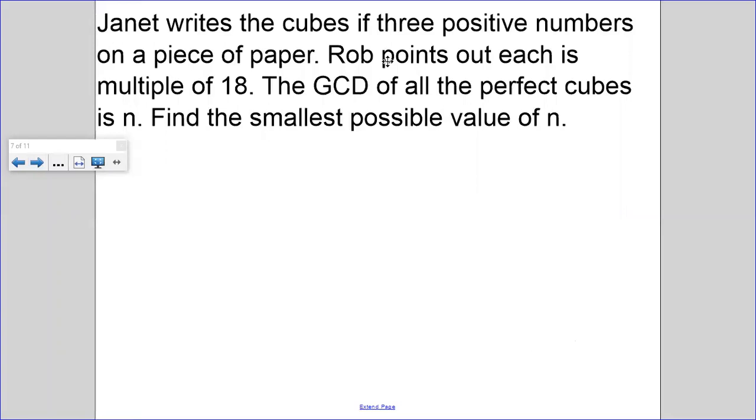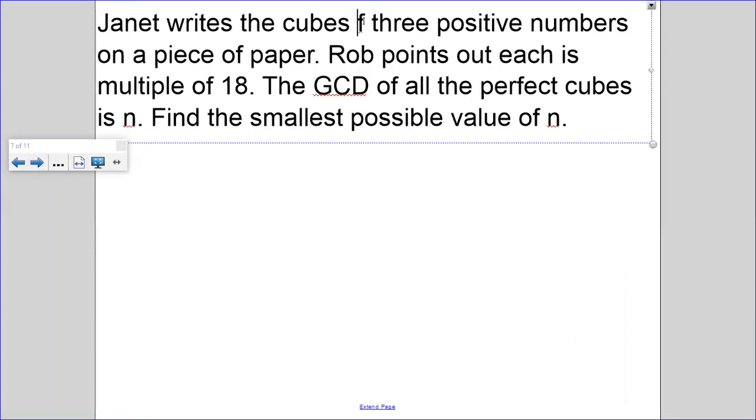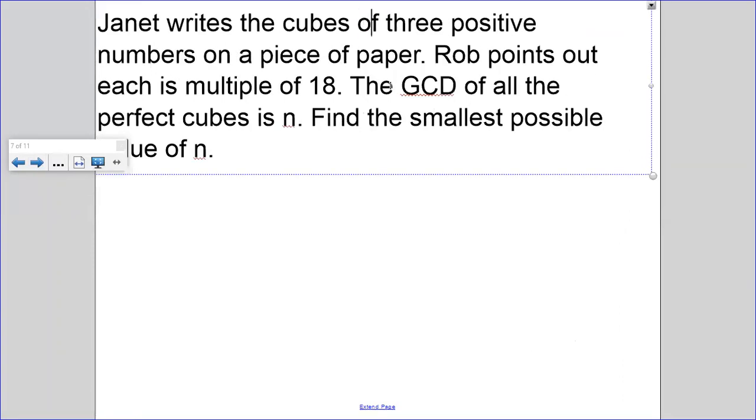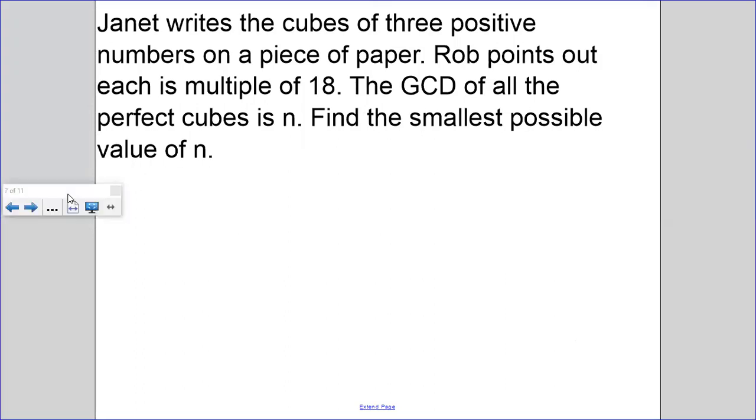All right, Janet writes the number of cubes. This should say of, not if. Of 3 positive numbers on a piece of paper. Rob points out that each is a multiple of 18. The GCD of all of the perfect cubes is n. Find the smallest possible value of n. What do we think?